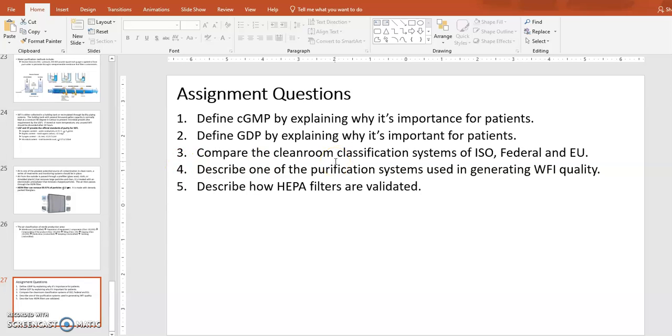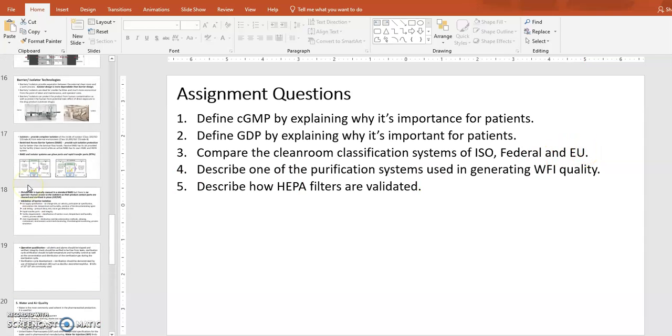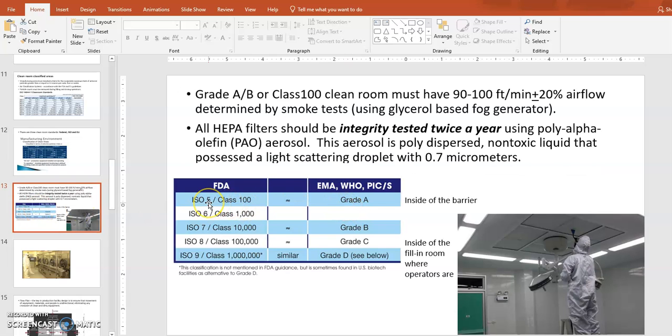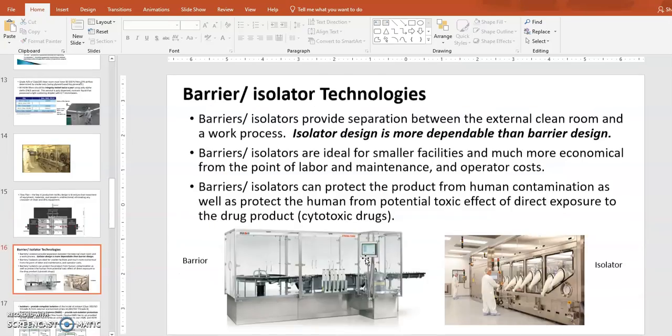Compare the clean room classification systems of ISO, Federal Standard, and EU. We looked at it, right? If you go back to the chart right there, ISO 5, class 100, grade A. ISO 7, class 10,000, grade B. ISO 8, class 100,000, grade C. ISO 9, class 1 million is grade D. Okay, that's that.